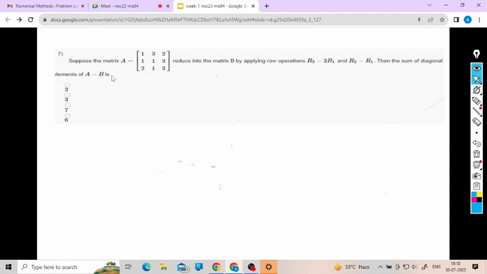So simply you have to do the sum of the diagonal elements of A minus B. First calculate A minus B and then find the sum of the diagonal elements. You will get it as 7. Fine. I hope it's clear to everyone. Okay, so let's move to the next question.